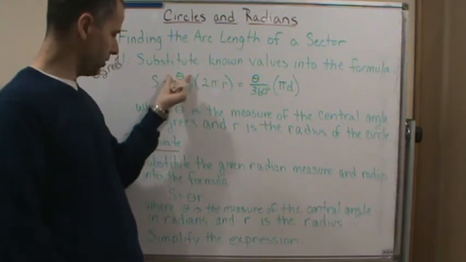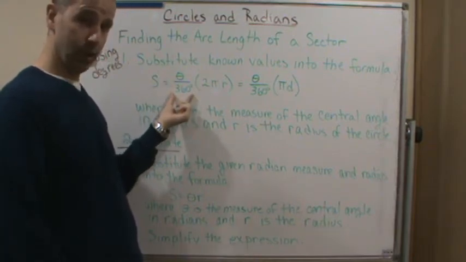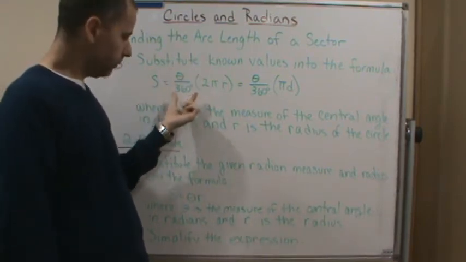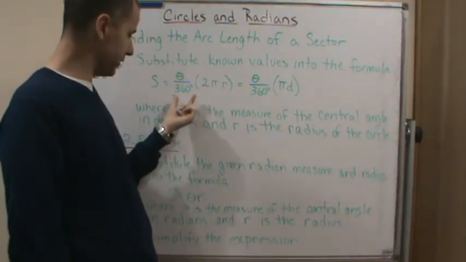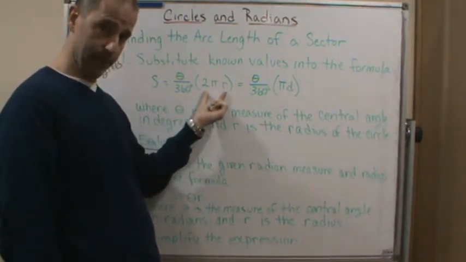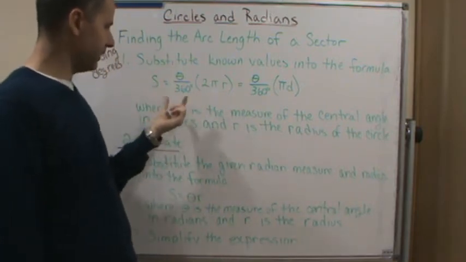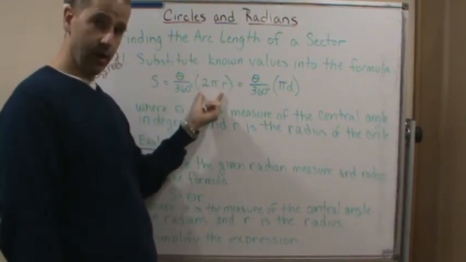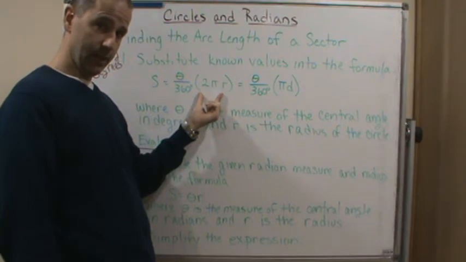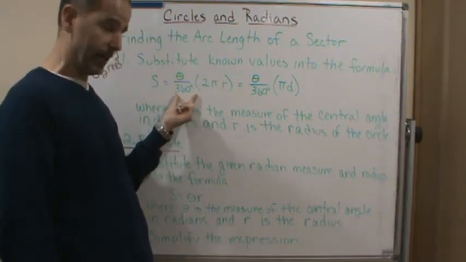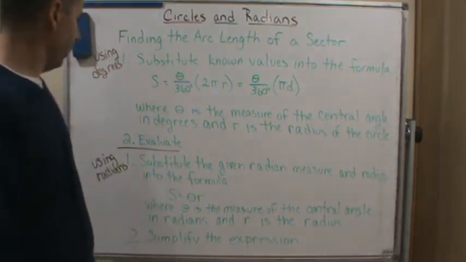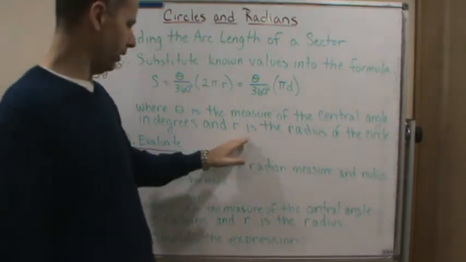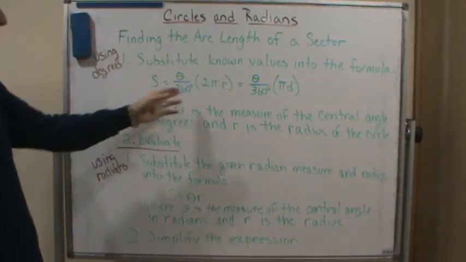by angle. So here's the measurement of the central angle, here's the angle of an entire circle. So you're taking the fraction of the circle and multiplying it by the circumference. So you're taking a fraction of the circumference. The arc length is measured by taking the fraction of the circumference that is occupied by that sector. Again, theta represents the measure of the central angle in degrees, and r is the radius of the circle. Then all you do is evaluate the formula.